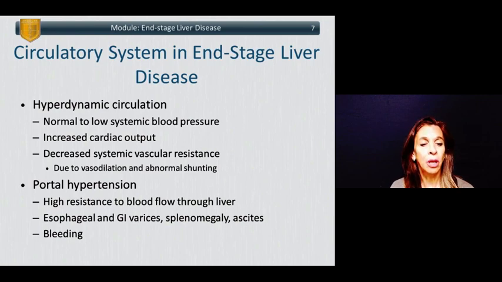There's also portal hypertension, and this is due to a high resistance to blood flow through the liver because of scarring and cirrhosis. There's a presence of esophageal and gastrointestinal varices, splenomegaly, and ascites, and a propensity for bleeding.